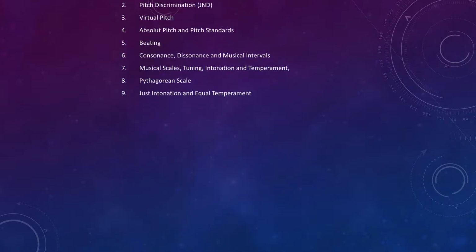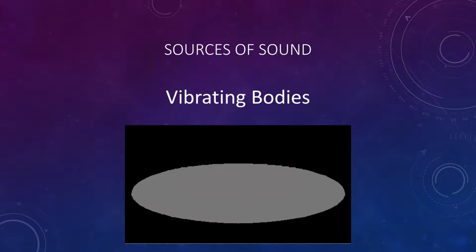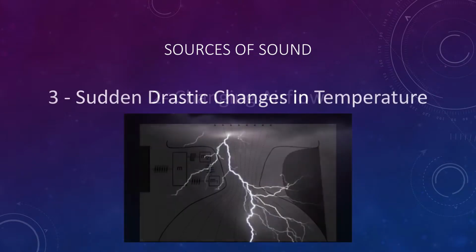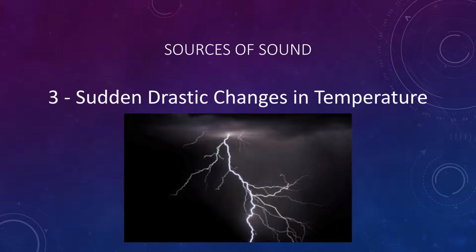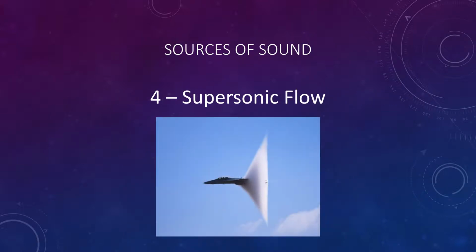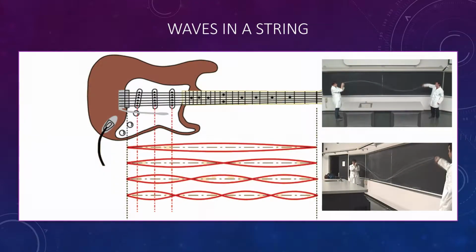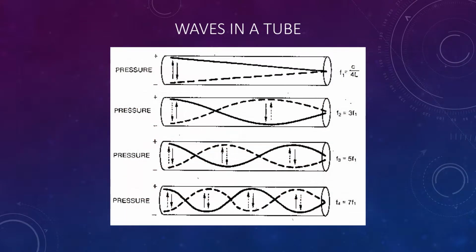Early on, we spoke about the four sources of sound: vibrating bodies, changing airflow, sudden large changes in temperature, and supersonic flow. And we've looked at the fundamental frequency and harmonics in some simple vibrational systems: the Helmholtz resonator, the string, and the tube. Things get much more interesting as we start considering real-world sound production.